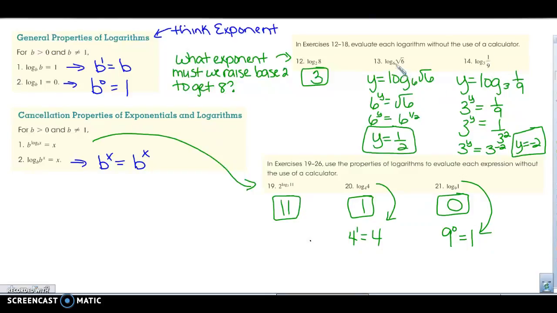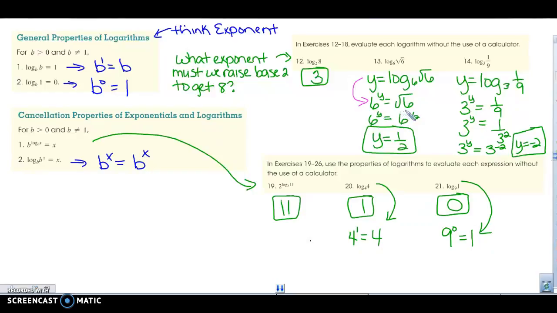Now in these examples you may or may not know the answer right away like you did here, so if you want to write it out as an equation, we're looking for the exponent. So we're looking for the y equals log base 6 of square root of 6. Rewriting this in exponential form, we'd have 6 to the power y equals the result square root of 6. So all I did was transfer this from logarithmic form to exponential form.